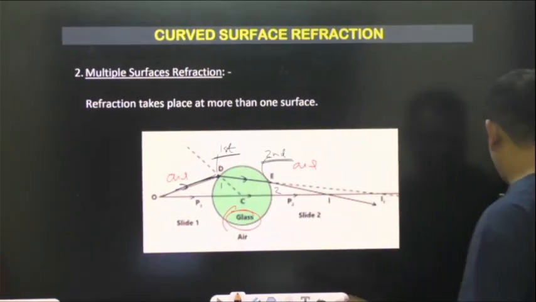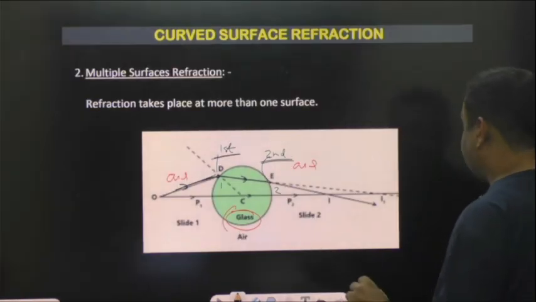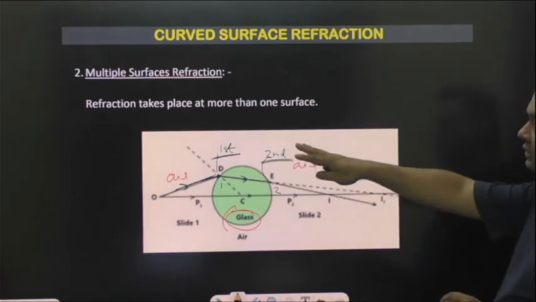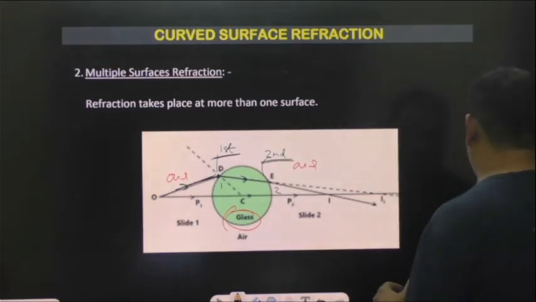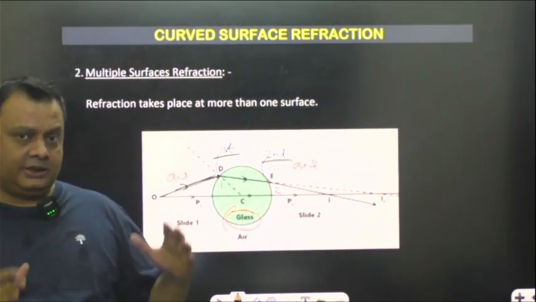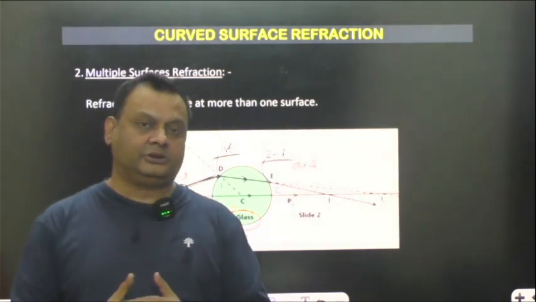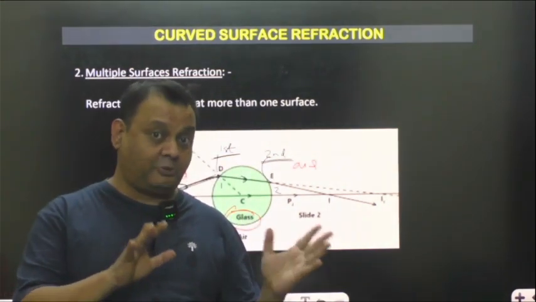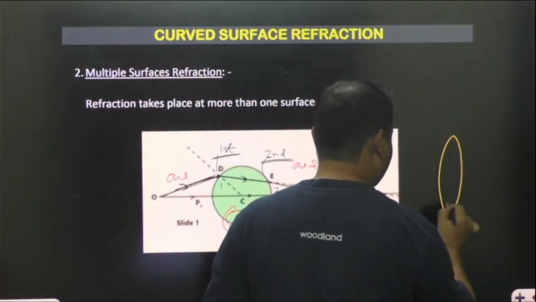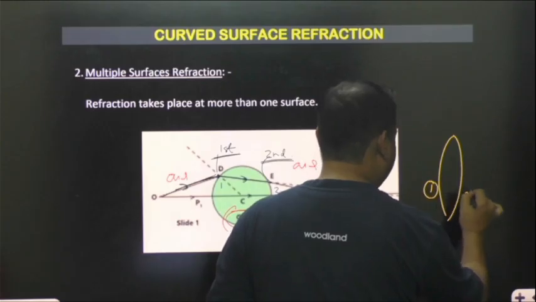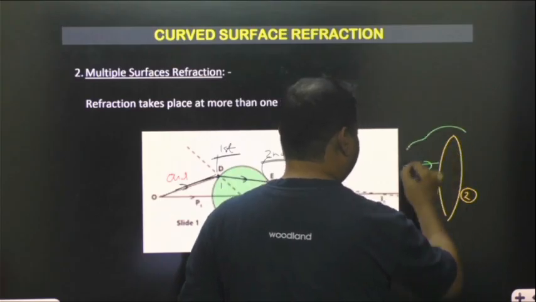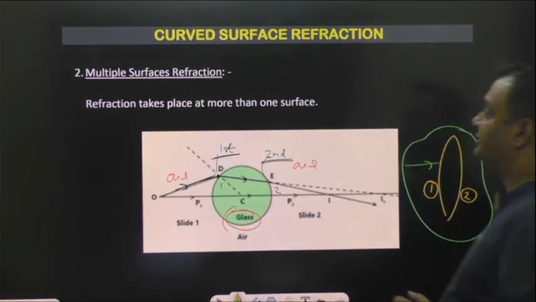In the present lecture, we are going to see the problems of single surface refraction, and in the next lecture we will do the problems and the approach for multiple surfaces refraction. When you derive the lens maker formula, as I told you in the previous lecture, the curved surface refraction formula is the basis for the derivation of the lens maker formula, which is one of the very important formulas for lenses. A lens has two surfaces. Suppose this is a convex lens, so we have surface 1 and surface 2. When the light comes, it gets refracted at two surfaces, so lens refraction involves multiple surfaces refraction.